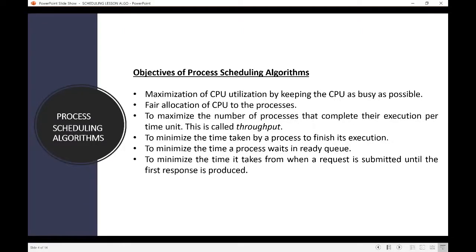So talking about objectives of process scheduling algorithms, they are there to maximize the CPU utilization by keeping the CPU as busy as possible. So we have to know that the CPU should not stop working. It has to work every single second, every single millisecond.